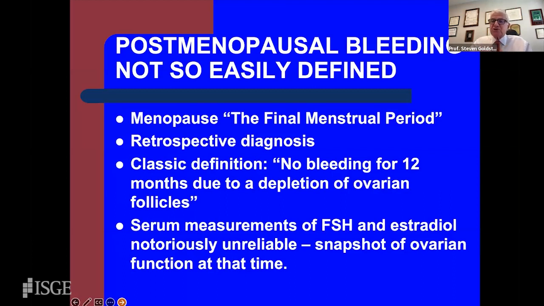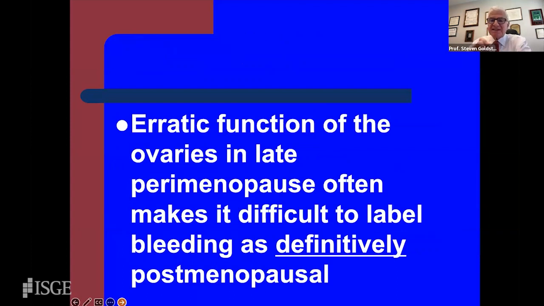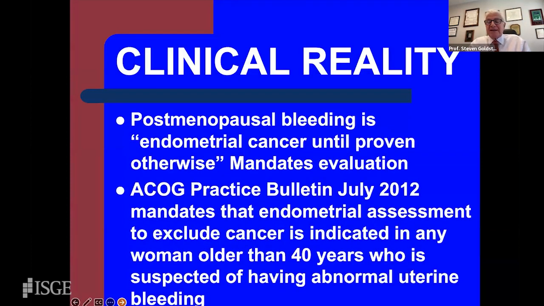And in perimenopause, there is great fluctuation in ovarian function where it may be absent one day and a month later resume. In fact, it's this erratic function of the ovaries in late perimenopause that often makes it difficult to label bleeding as being definitively postmenopausal or perimenopausal. But in clinical practice, it may not matter because we teach even the students that postmenopausal bleeding is endometrial cancer until proven otherwise and has to be evaluated.